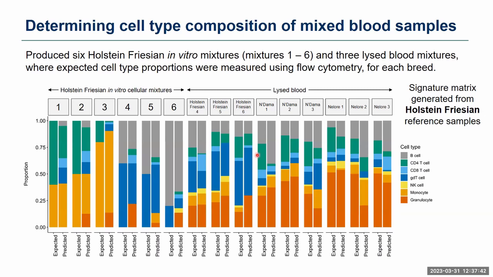And this is, I should say, just using a signature matrix generated using the Holstein Friesian reference samples. So looking at how well just using those samples is still able to predict the composition of blood from Endama and Nelore cattle.